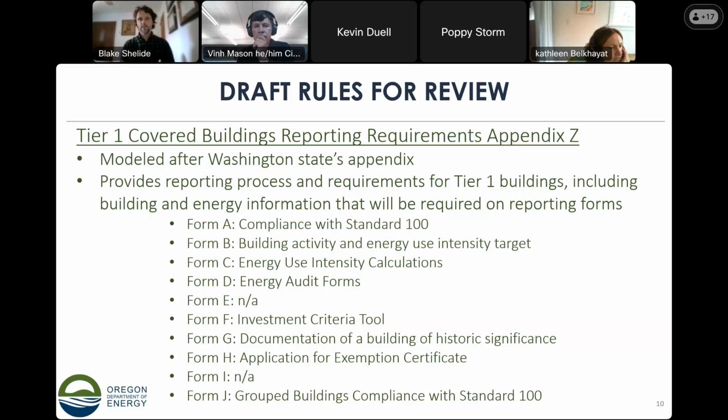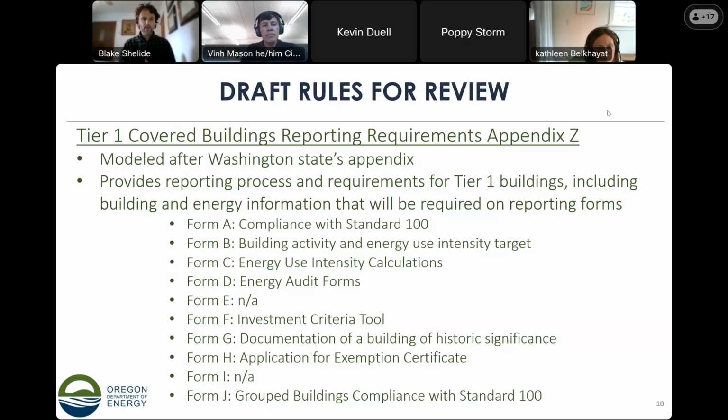Things like energy audits, investment criteria. I will say that the appendix itself provides the fields and the information that will be required to be collected on the forms as part of compliance, but the actual compliance portal and the pathway for reporting compliance will be part of our future Oregon Building Performance Standard compliance portal. That format and the platform that we use is still to be determined. We're going through the software IT development scoping process now for that. We know that there's a couple off-the-shelf solutions for building performance standards compliance portals that we'll look to.